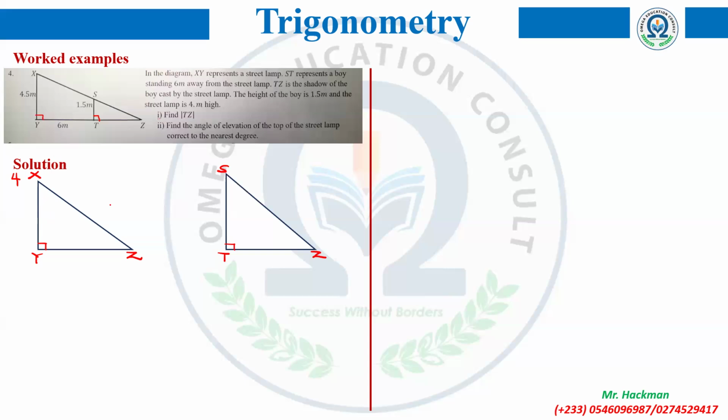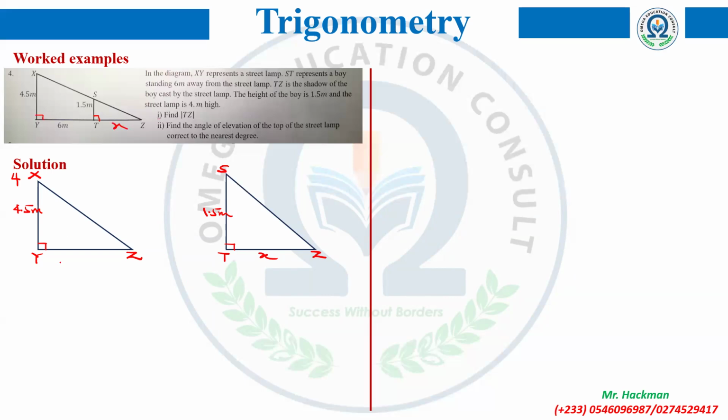So now what do we have? Let's try and indicate all the lengths that we have or any other information. We introduced the vertices. Now let's see. XY we know is 4.5 meters. We know ST also to be 1.5 meters. And TZ is what we are looking for. So let's represent TZ by X. I hope that's fine with you. So this is X.